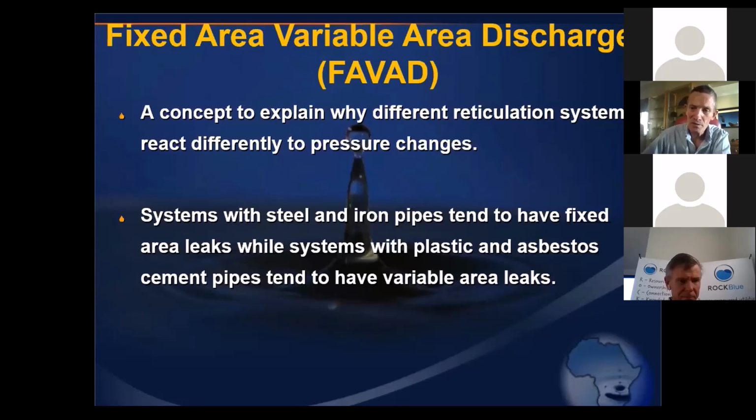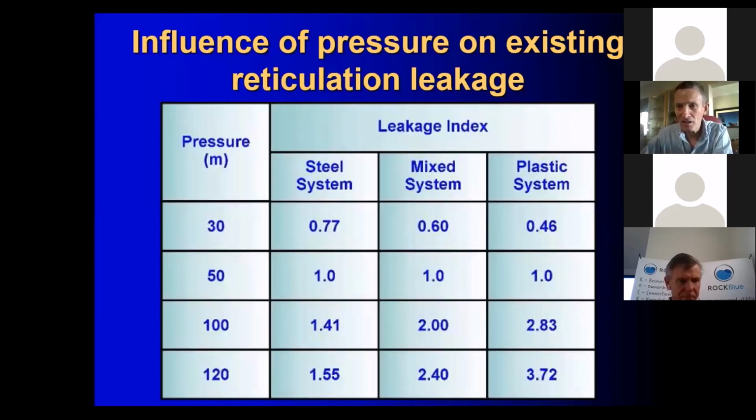However, if you have asbestos cement pipes and plastic pipes, typically the leaks on those pipes occur through the joints or cracks on the actual pipe. And as the pressure increases, the crack will open up. And so on plastic and asbestos cement pipes, you have variable area discharges, and on steel, iron type pipes, you have fixed area discharges.